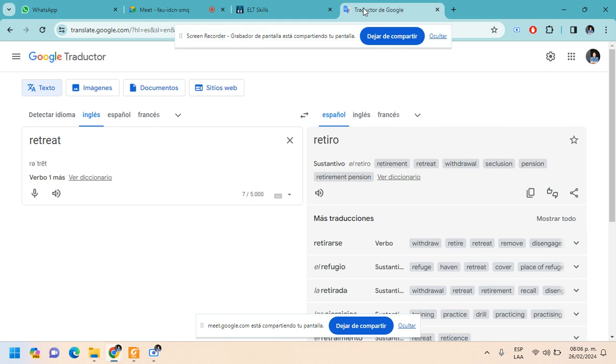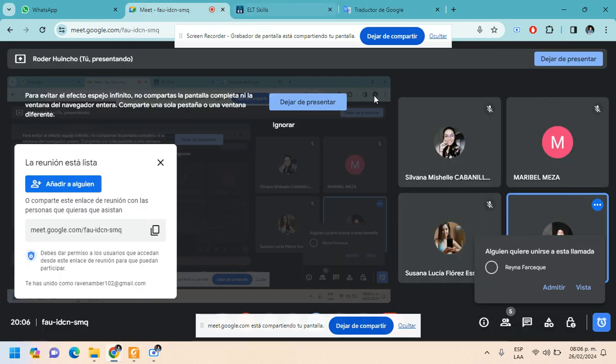So, we are going to continue, okay? A veces vamos a necesitar el uso de un traductor, de un vocabulario, para entender algunas palabras, okay, que vamos a encontrar en el texto. Let me see.